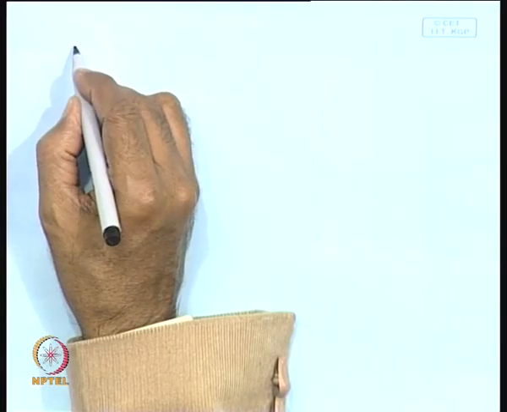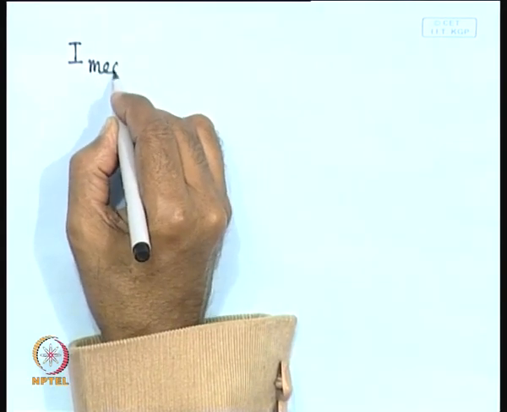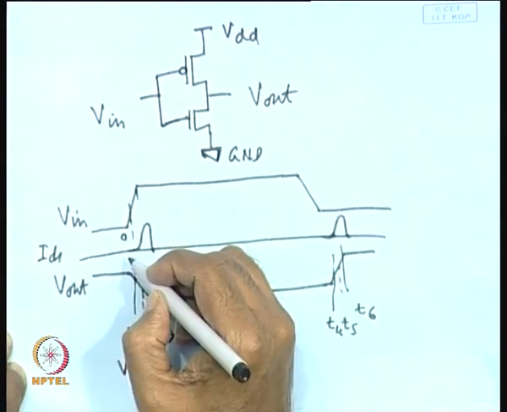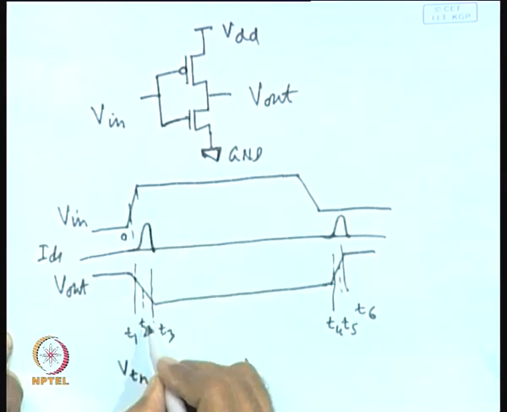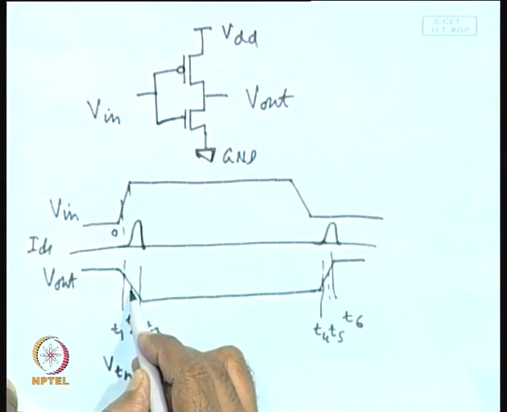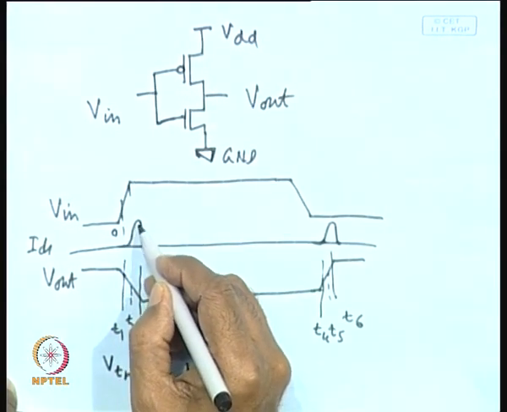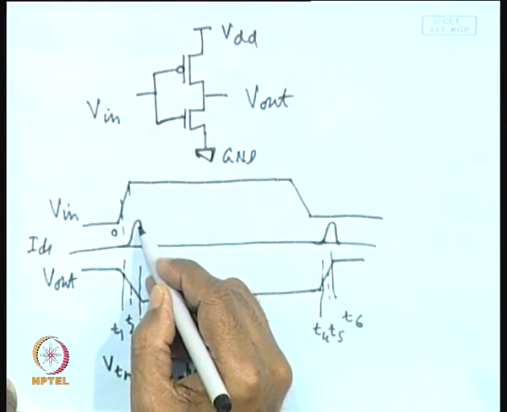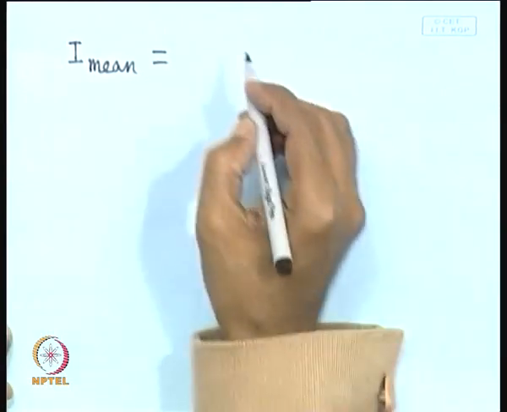So, first let us calculate the current. What is the mean current that will flow? Obviously, as you can see, this current is not small, is not constant. It will attain a peak value when the input is equal to Vdd by 2. Both the transistors are in saturation, maximum current will flow. Then it will again fall. So, current is not constant. So, what is the average current that will flow?